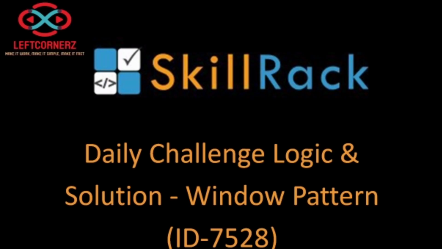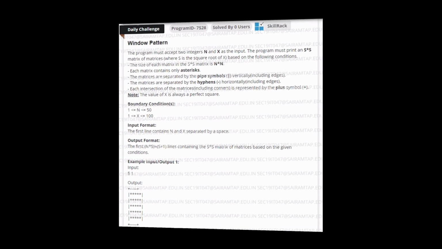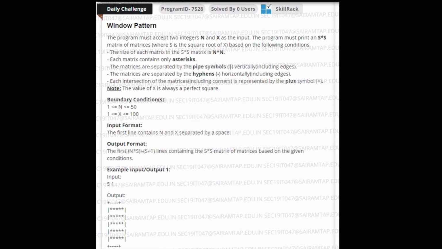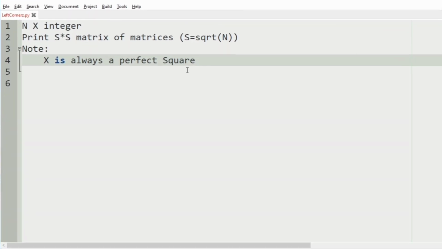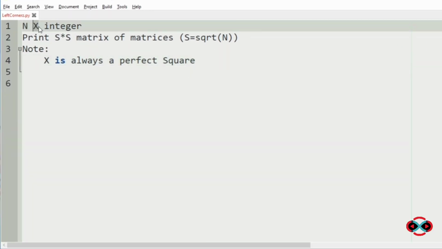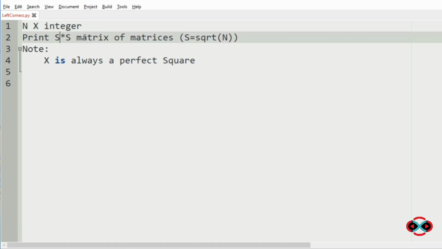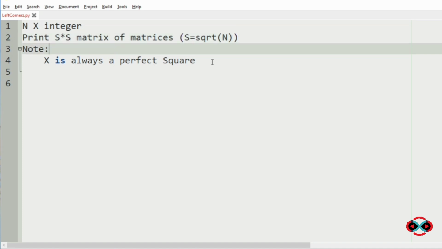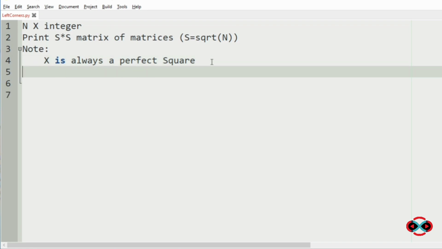Today, we are going to solve our Skillrack daily challenge using Python programming language. Now let us understand our question. We have to accept two integers n and x. Then we have to print the S cross S matrix of the matrices where S is the square root of x. We have also been given a note that x is always a perfect square.